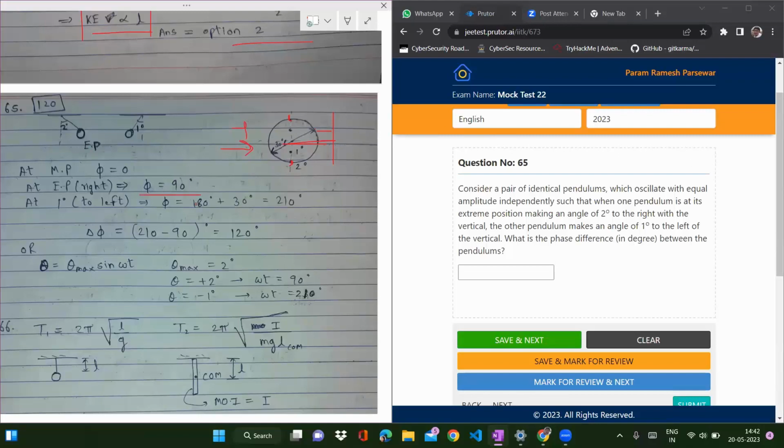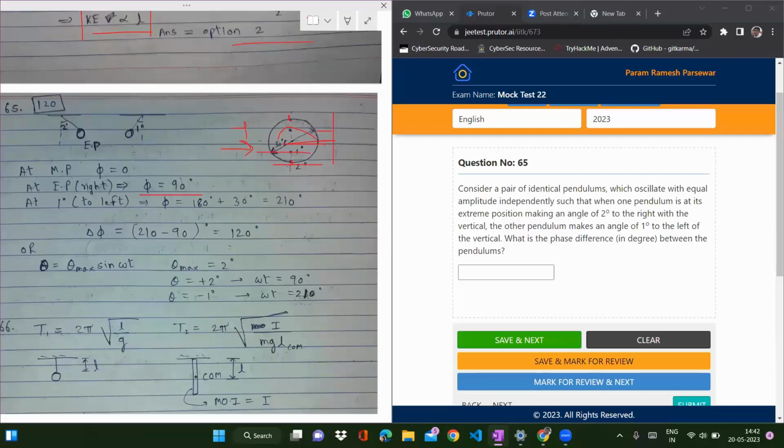So its phase will be 90 degrees. For the second pendulum, it is given that it is towards the left. So it is towards the left means it has crossed the mean position once again. This will go like this, and it will cross the mean position here, and it will come here. So it is at 1 degree amplitude. So if 2 degree amplitude is shown, it will be 1 degree.